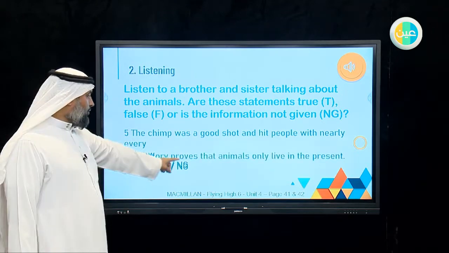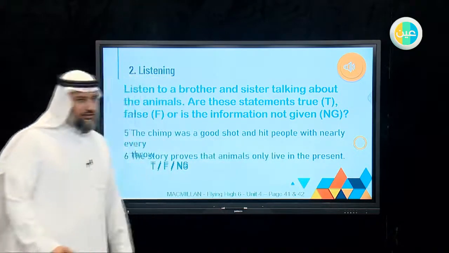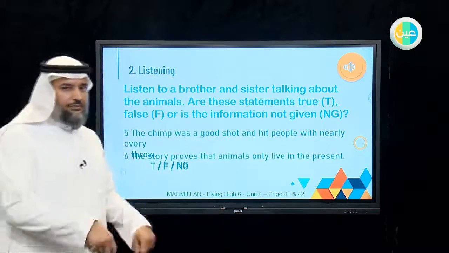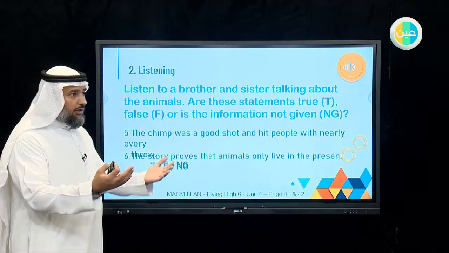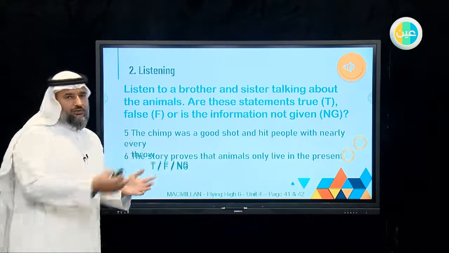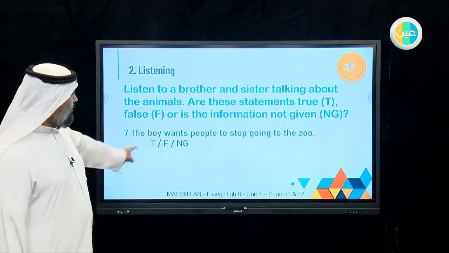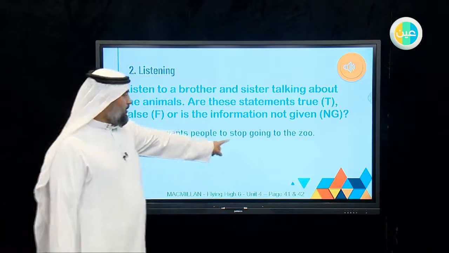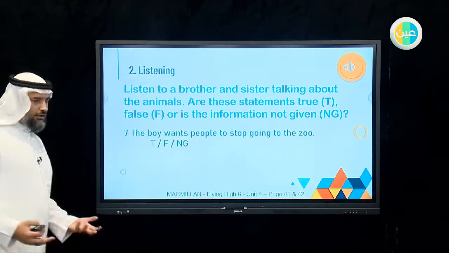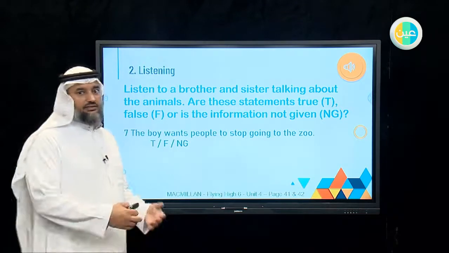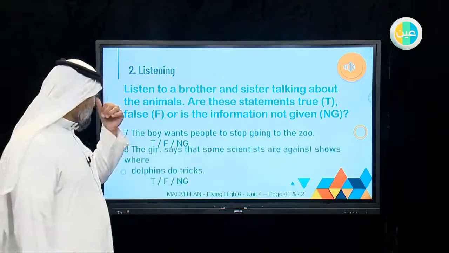The story proves that animals only live in the present. Does it prove that they only live in the present? No, it's false. False. It proves that they think about the future also. The boy wants people to stop going to the zoo. Yeah, he wants. It's true. He said that it's not really good to go to zoos.